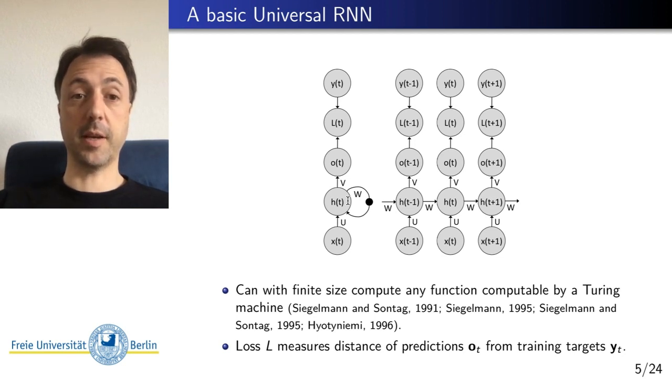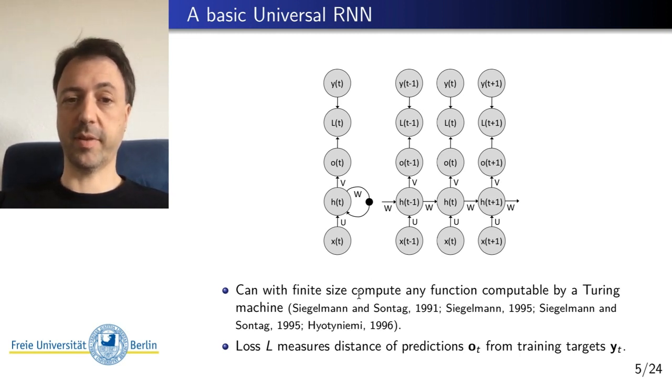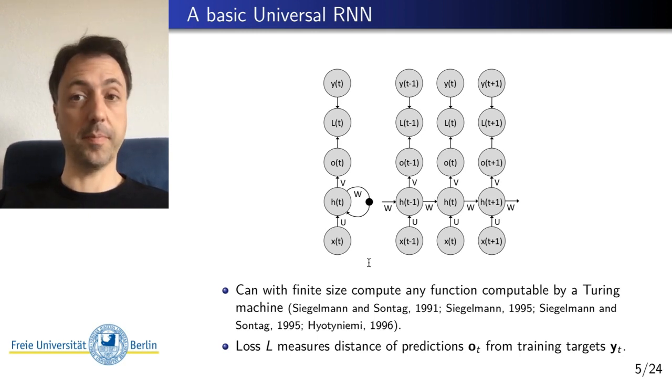Now, the interesting thing about this recurrent neural network structure is that it's a basic universal RNN. So that means with a finite size, so a finite time step length, you can compute any function that is computable by a Turing machine. So basically, this RNN can learn any algorithm. So that's an interesting analogy to our universal approximation theorem of feed-forward neural networks.